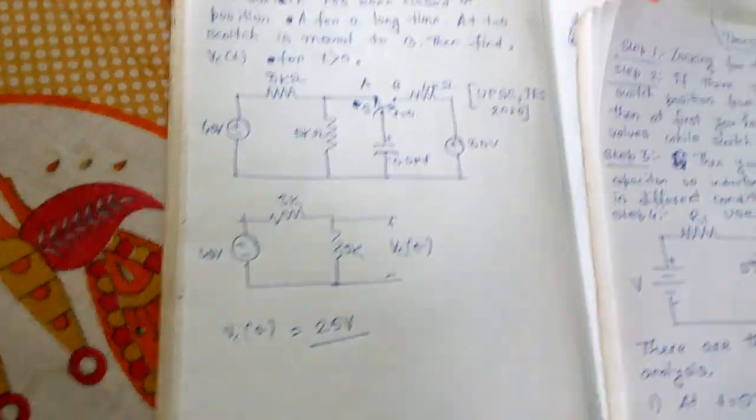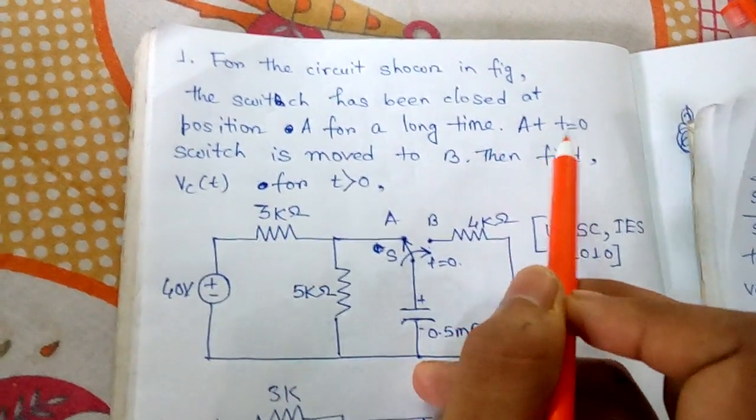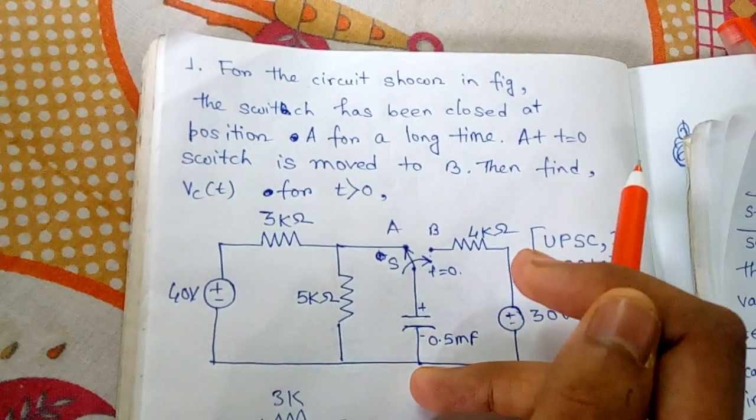Now move to the next sentence in that question. At t equals 0, now the clock is applied.